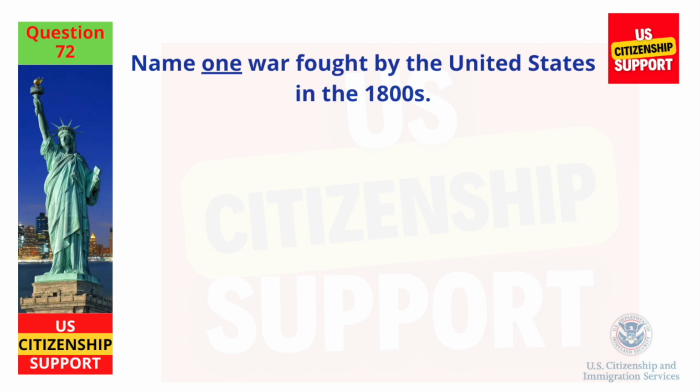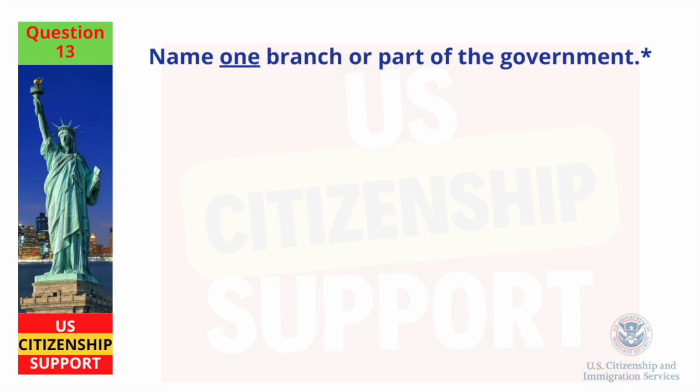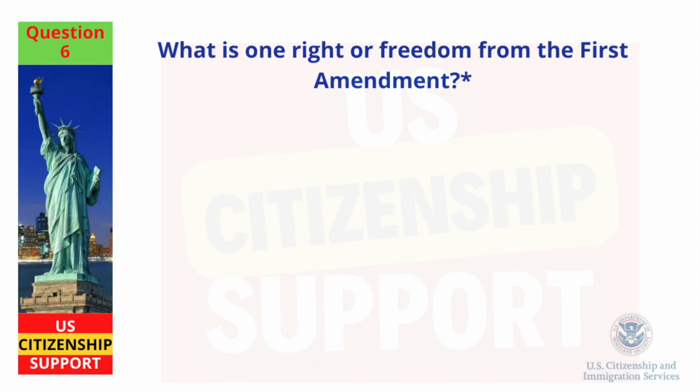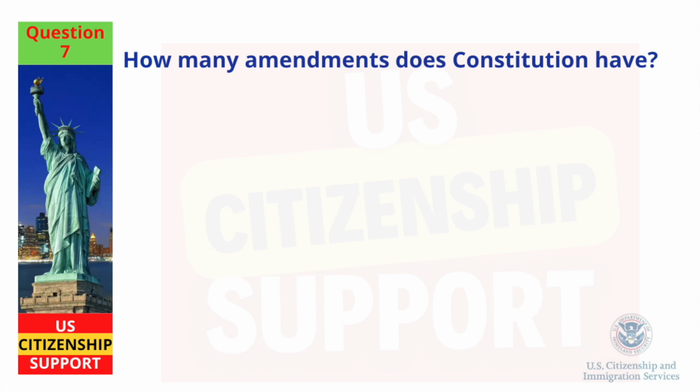Name one war fought by the United States in the 1800s. Civil War. Name one branch or part of the government. Congress. What is one right or freedom from the First Amendment? Speech. How many amendments does the Constitution have? 27.